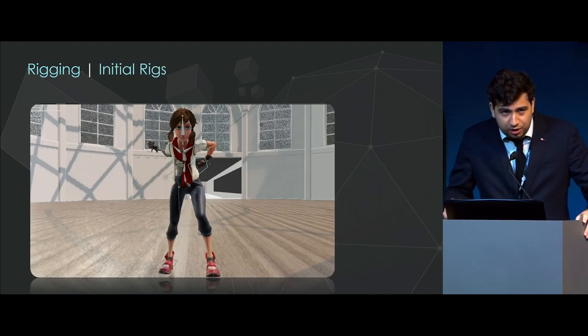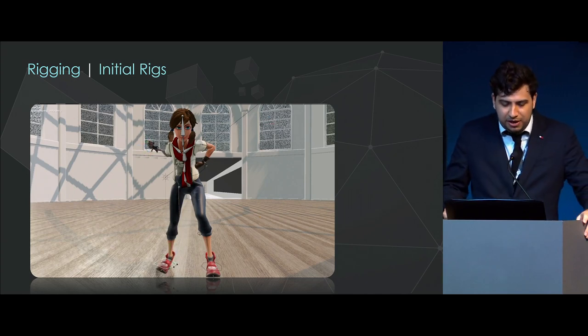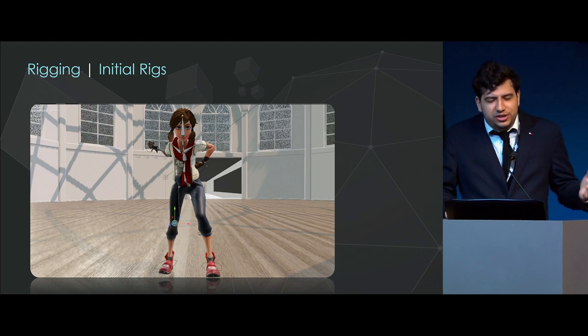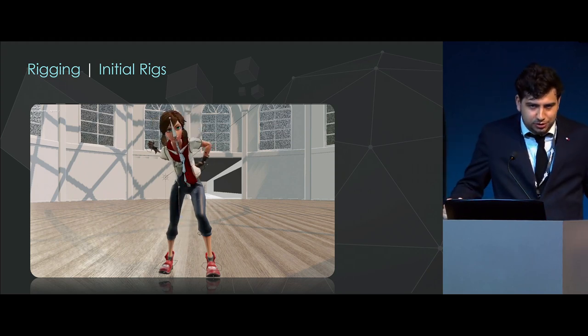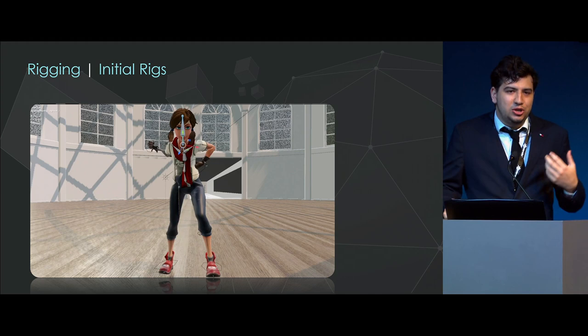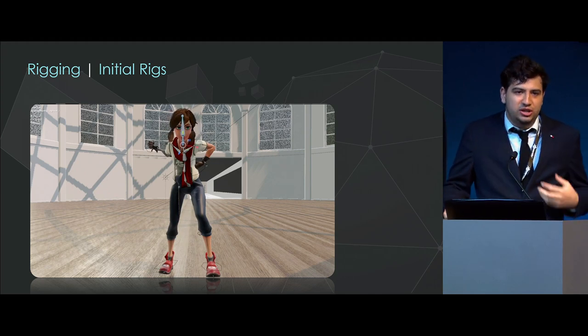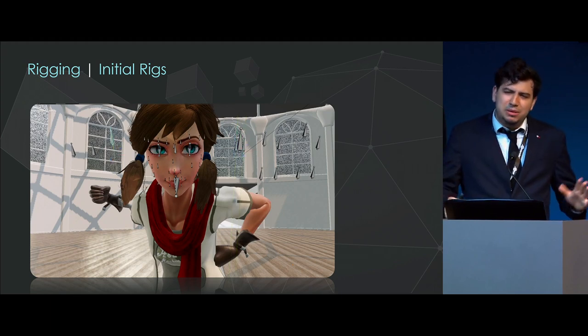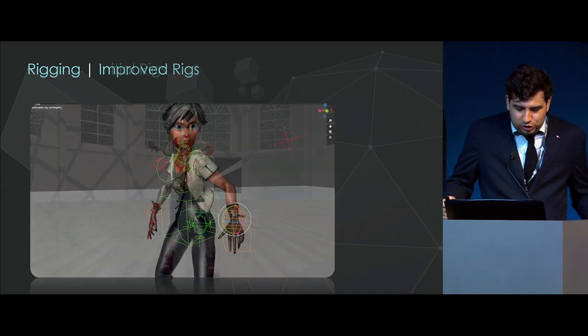This is how the initial rigs looked. Just an FK spine with some IK limbs. Now, this rig is technically usable, just not very animation friendly. You had to counter animate everything. After that, I took a good look at myself in the mirror and said, maybe I should implement controls. So that's what we did.